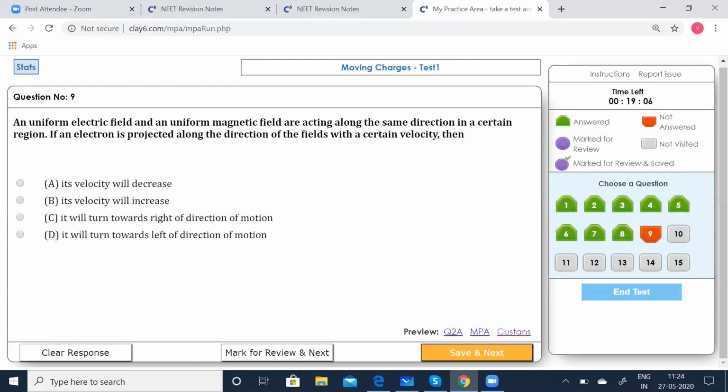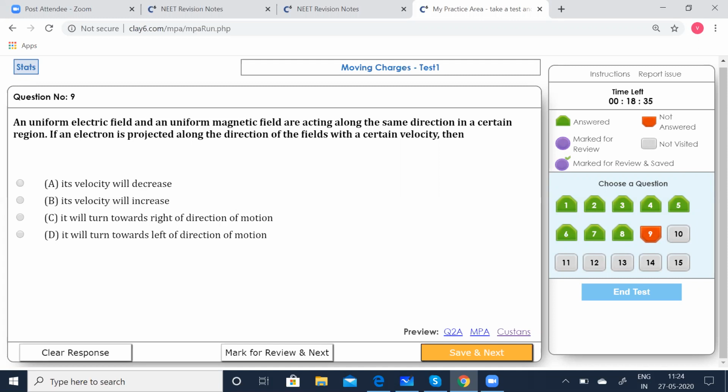Question number 9. A uniform electric field and a uniform magnetic field are acting along the same direction in a certain region. If an electron is projected along the direction of the fields with a certain velocity, then what happens? Its velocity will decrease, velocity will increase, it will turn towards the right of the direction of motion, or it will turn towards the left of the direction of motion.